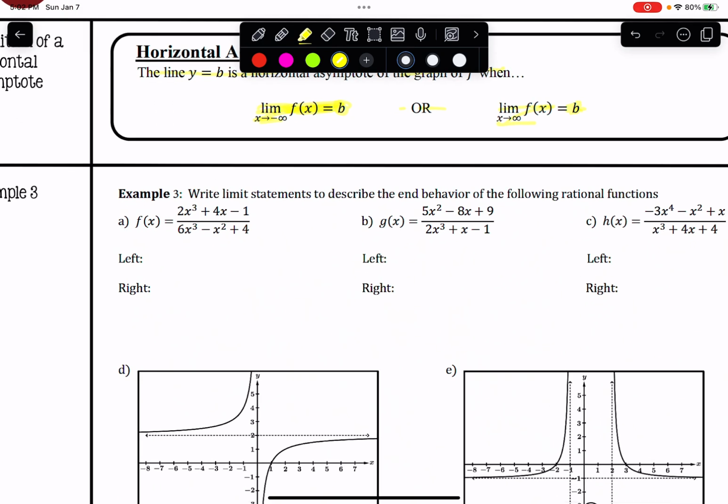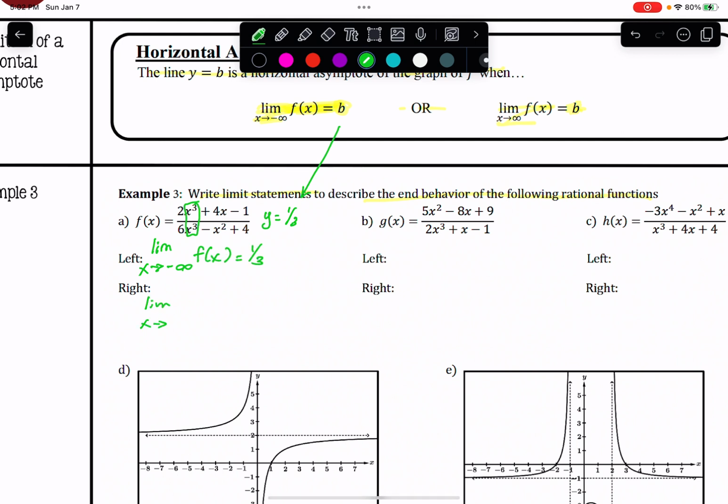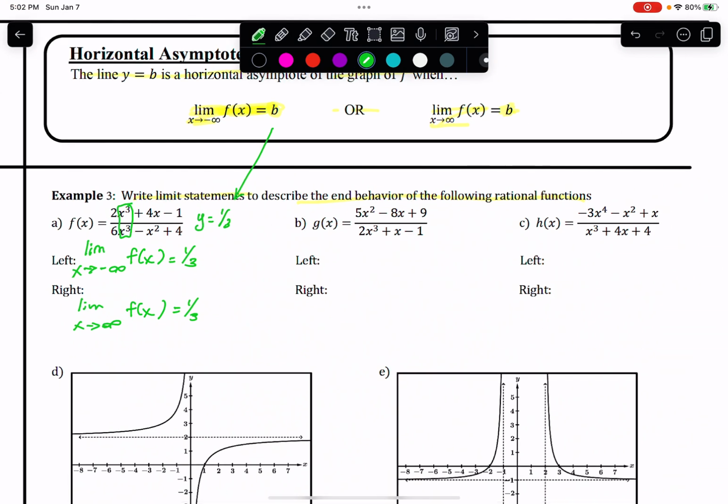All right, so it says write limit statements to describe the end behavior. So we're just going to look at what we already know. We're still doing it with our little trick. This has the degree on the top the same as the degree on the bottom. So I know I have a horizontal asymptote at y equals 1/3, and that would be my b. So from both sides, it would be 1/3. So the limit as x approaches negative infinity of f of x is 1/3, and the limit as x approaches positive infinity of f of x is 1/3. So easy breezy.